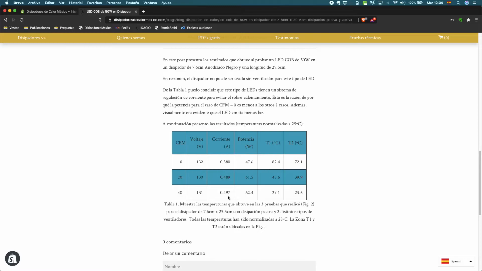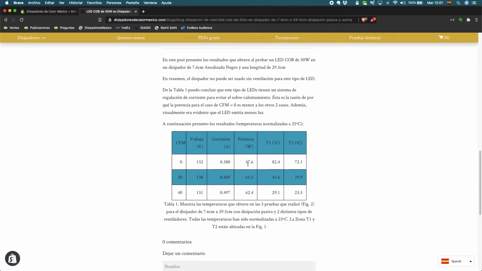In this table, I show the temperature that I measured in each experiment. This line corresponds to no fan, 0 CFM, this line to the 20 CFM, and this line to the 40 CFM. The most important difference between the experiments using the fan and the one using passive dissipation, also meaning no fan, is that there is a difference in the electric power consumed by the LED. When I use the fan, the power is about 62 watts, while when not using the fan, the power is about 47 watts.